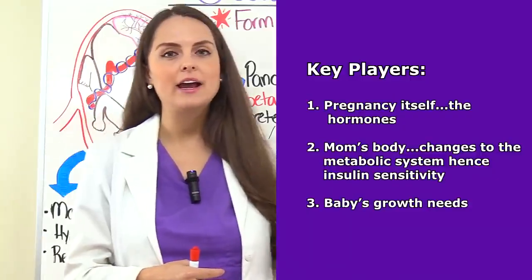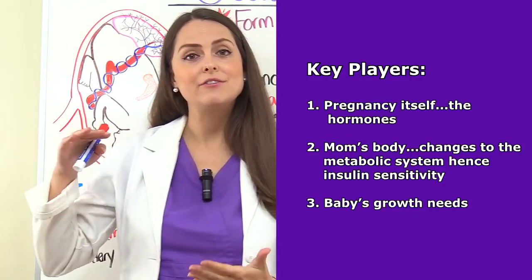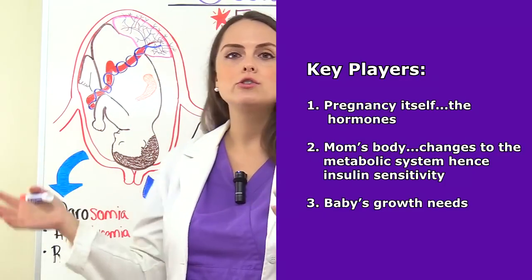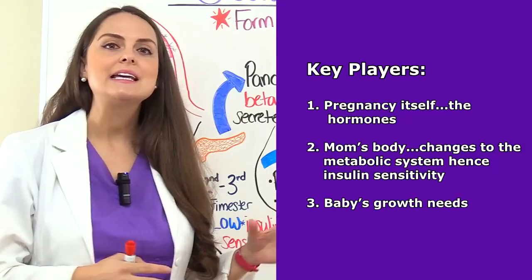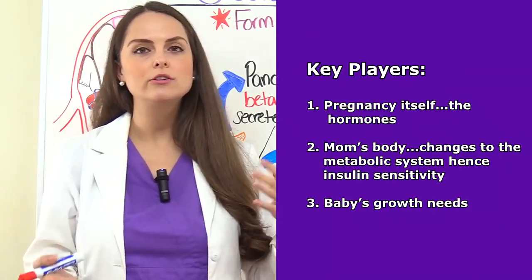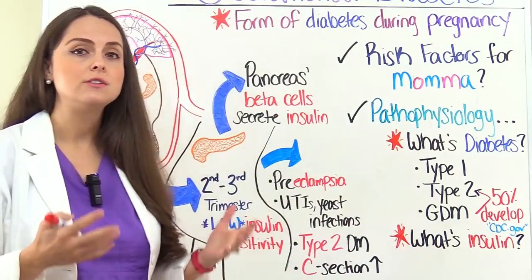And then the third key player is the baby. We're talking really about the baby's growth, because at different stages, this baby is going to require different nutrients. So all 3 of these things together are really going to create this perfect storm for gestational diabetes to develop.